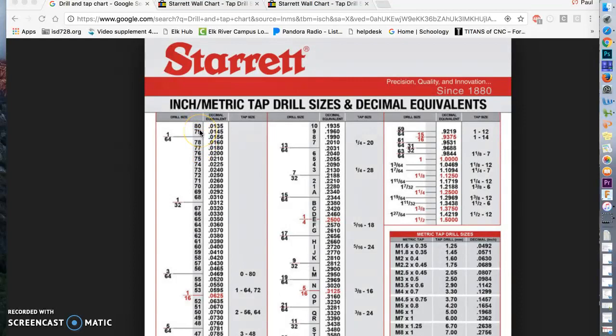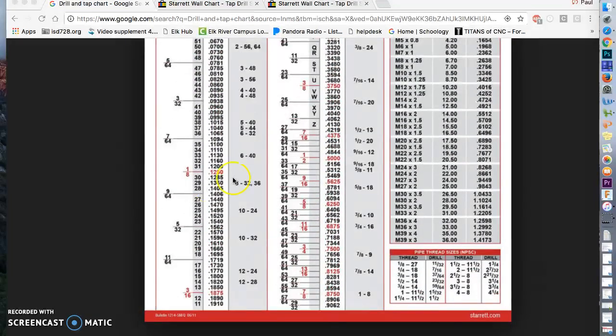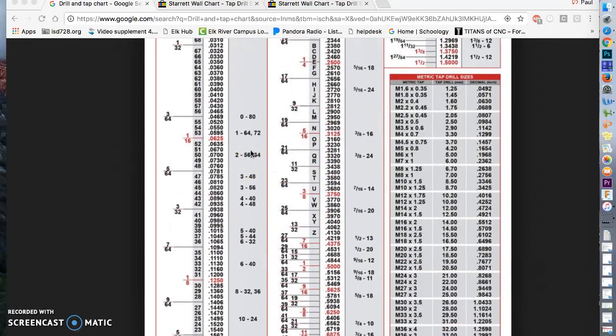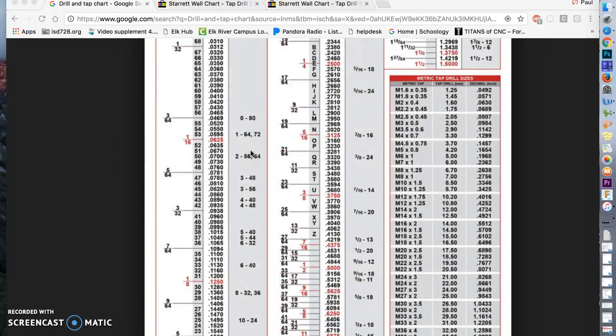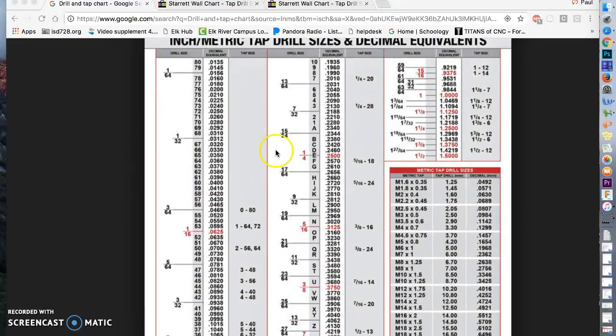So the smallest drill bit is a number 80, 0.0135. So if we look in the left-hand column, you can see the numbers in the column, and they go down to drill bit number 1. Okay?